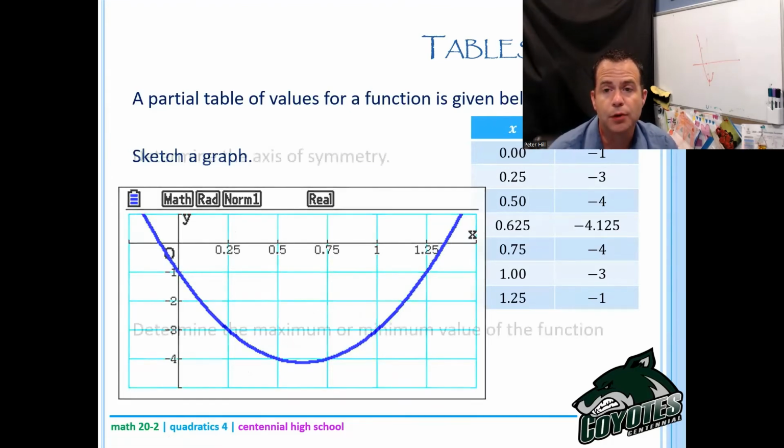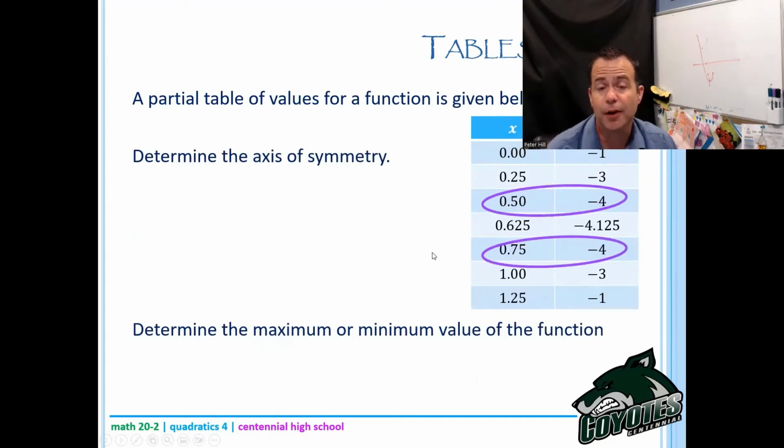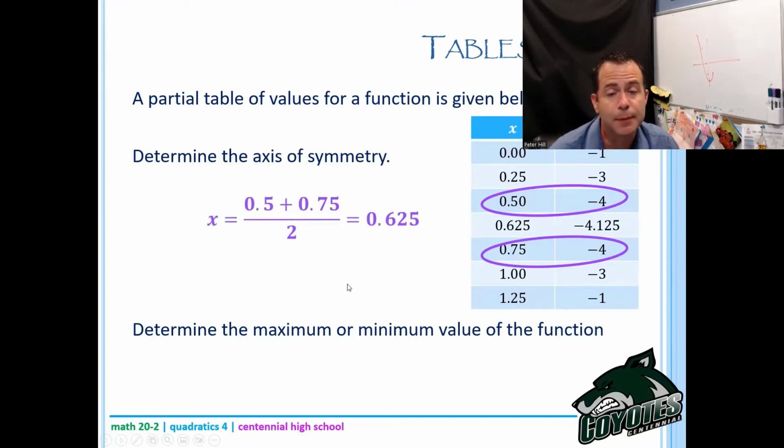Okay, so first question was find the axis of symmetry. Again, on this table, we would be looking for y values that are the same. I can see a -4 and a -4. I could have also used the -3 and the -3, or the -1 and the -1. I would have gotten the exact same answer when I take the average of those specific x values. I'm going to take the average of 0.5 and 0.75, so I'm going to add them together and divide by 2, and that's going to give me 0.625.